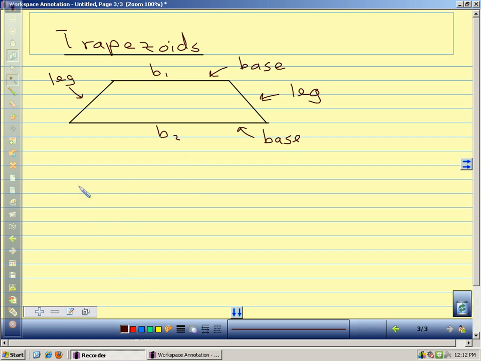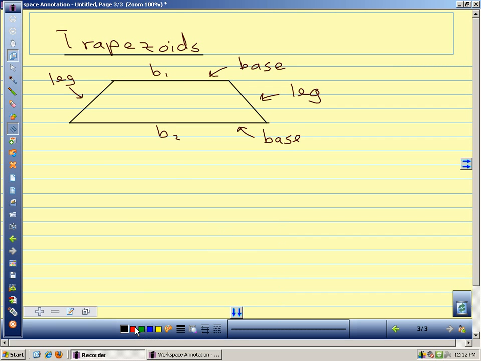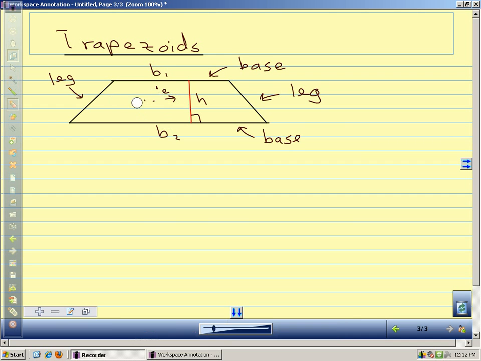And we'll draw in our altitude. We need an altitude to find our area. And our altitude goes between the bases. And we have a 90-degree angle. So this is, we'll label this H. And that's our altitude. I'll rewrite that.